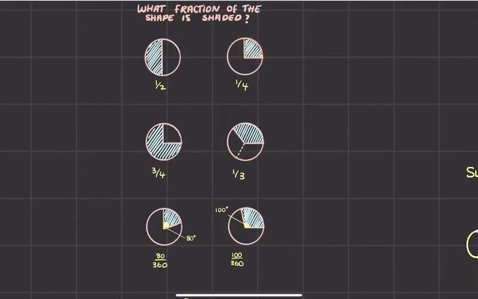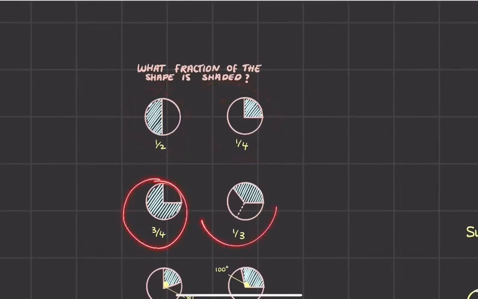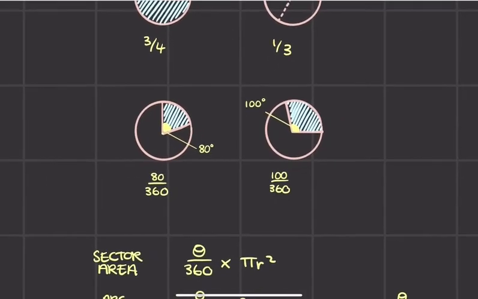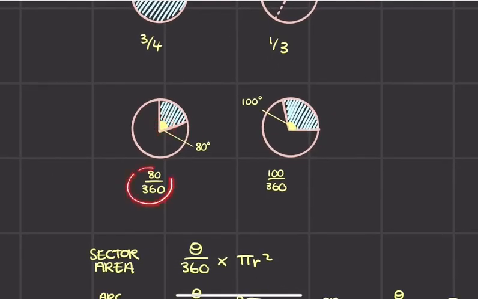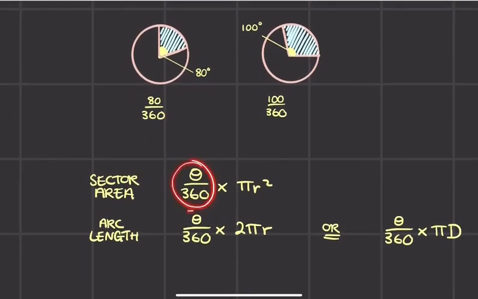So I could have half a circle, a quarter of a circle, or 3/4 or 1/3, or I could even use the degrees, couldn't I? Because I've got 80 degrees out of the total 360 degrees. And so this would give us a proportion of our area, or a proportion of our circumference, so to give us arc lengths or sector areas. These are the formulas, because basically it's just a fraction of area. Here we've got a fraction of circumference.